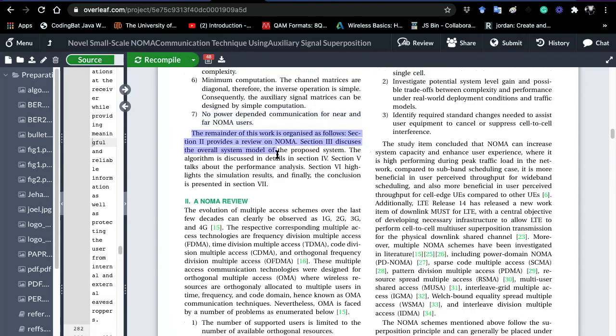Then the last part of the introduction is usually stating how your paper is structured, and what you are talking about in each section.